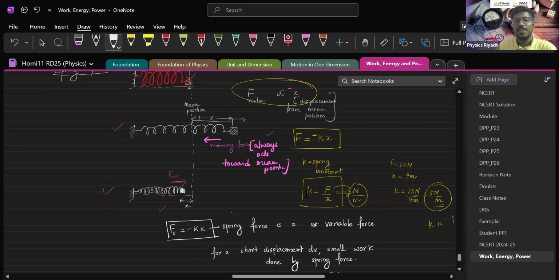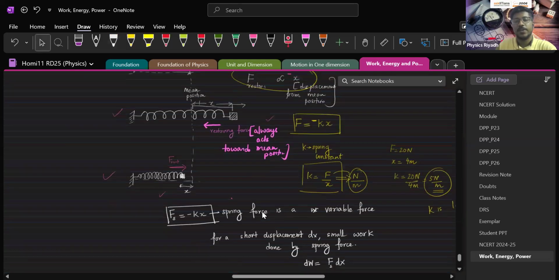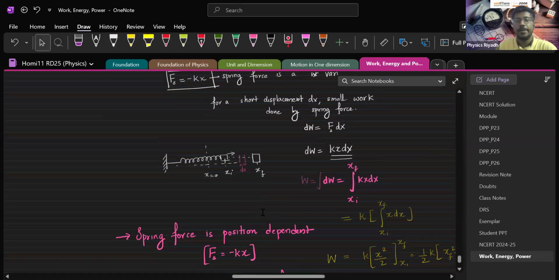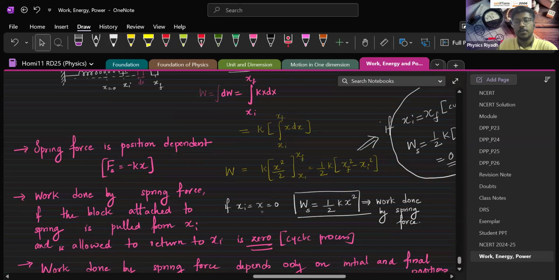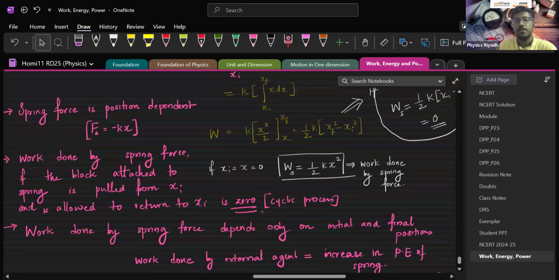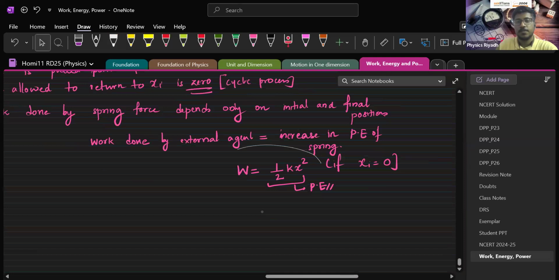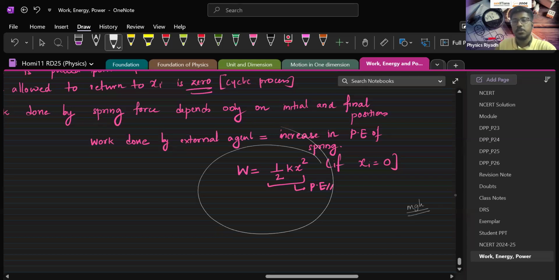Anyway, so this half kx square is the work done by the spring force. See, this work done by the spring force itself is the potential energy. This is the expression for potential energy of the spring. mgh is only the potential energy in the case of gravitational force. Remember that. If you talk about electrostatic force next year, you will see it has a different potential energy. So potential energies can be of different forms.